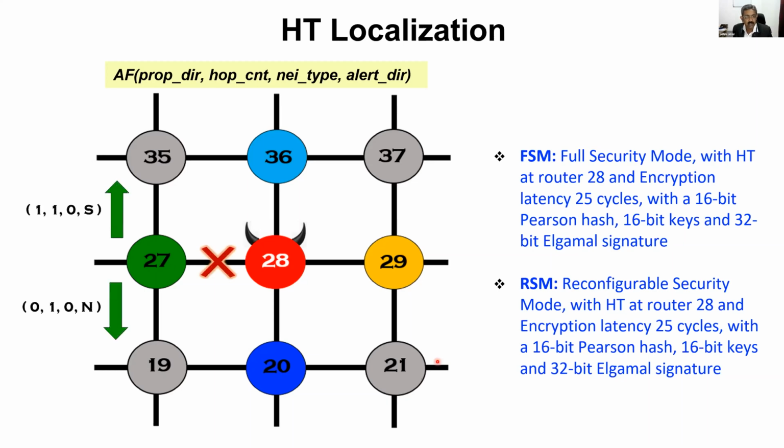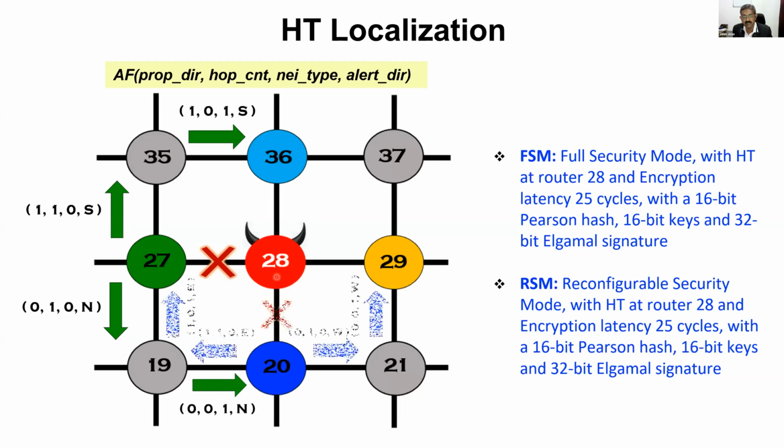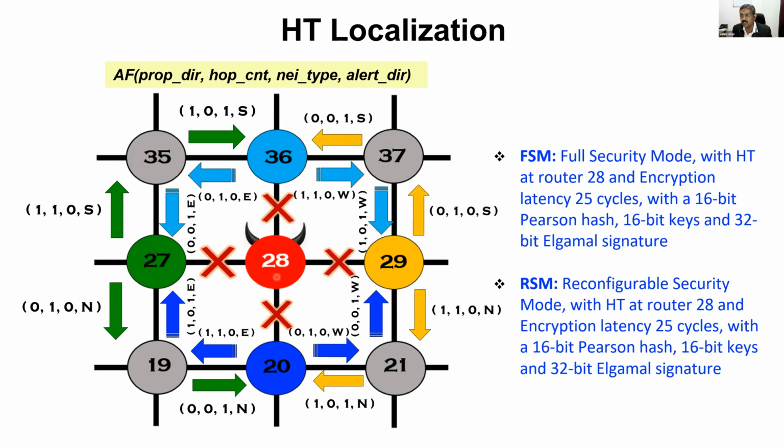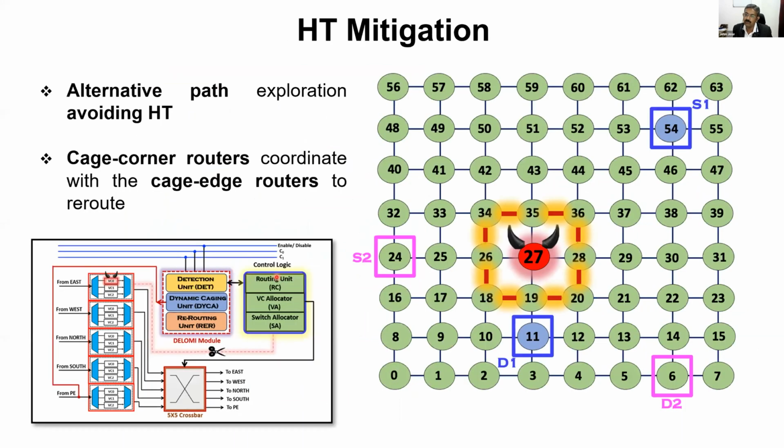In the interest of time, whenever 27 detects that something is wrong in a packet coming from 28, it will send special alert flits. Similarly, if 20 also detects the same thing, it will send special alert flits to its neighbors. And once multiple routers converge on it, we erect a cage.